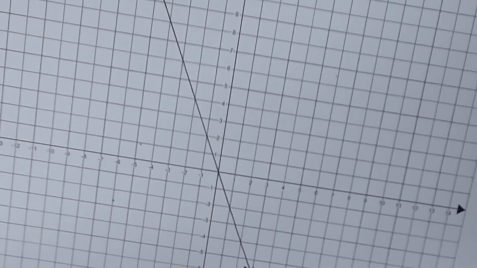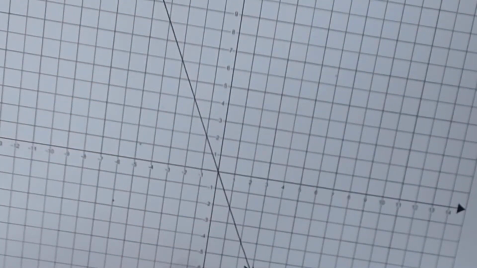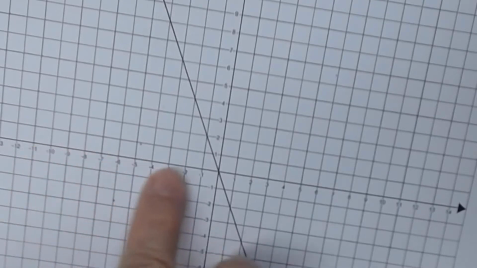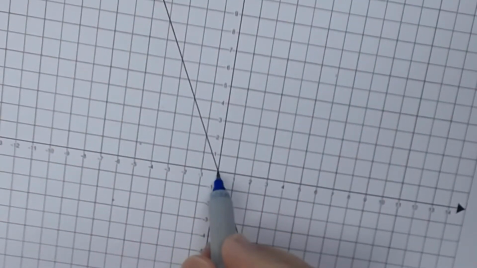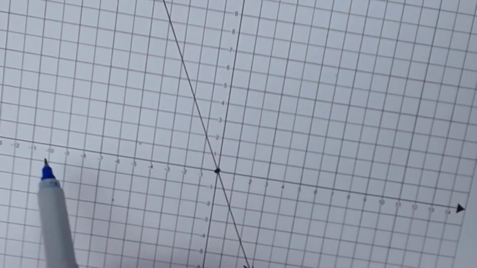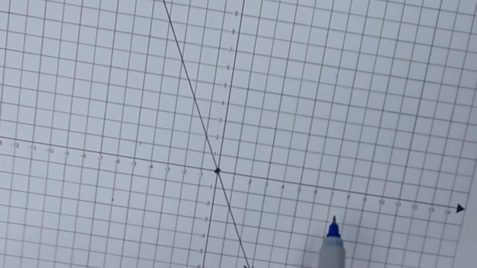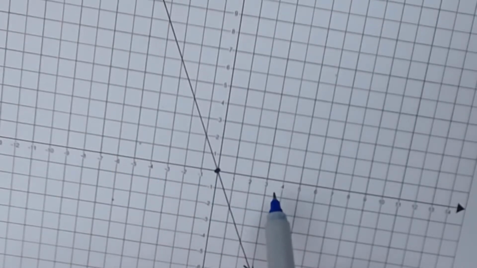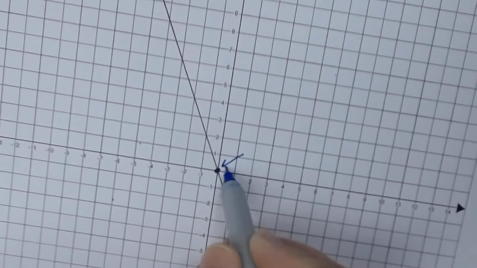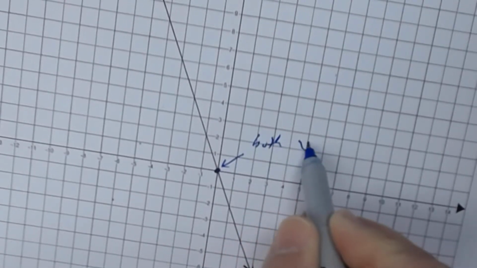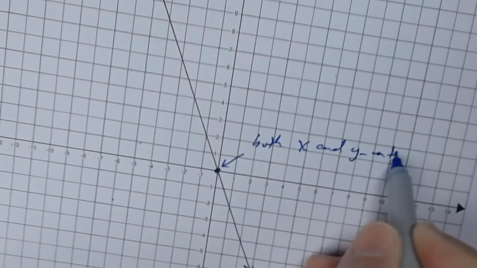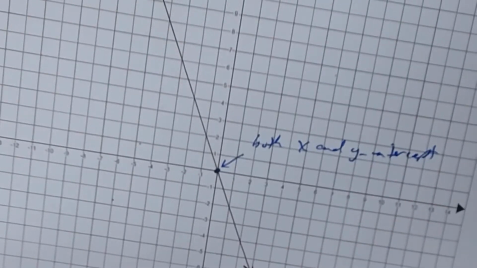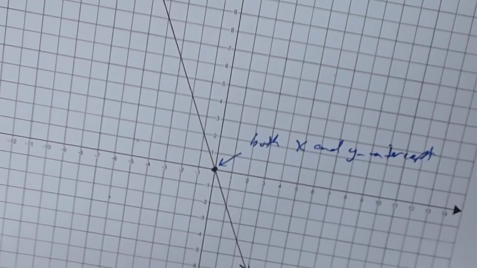Okay, same thing here if I look at this other line. Notice that if you look at this graph right here, this line crosses the y-axis and the x-axis at the same point, and it's right here. So that's the point where the graph crosses the y-axis and the x-axis. Notice that the y-intercept and the x-intercept here are the same point. So this right here is both the x and y intercept.